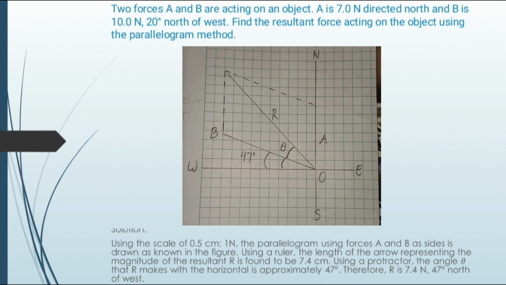Using a ruler, the length of the arrow representing the magnitude of the resultant R is found to be 7.4 cm. Using a protractor, the angle that R makes with the horizontal is approximately 47 degrees. Therefore, R is 7.4 Newton, 47 degrees north of west.